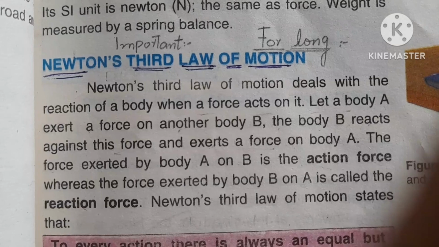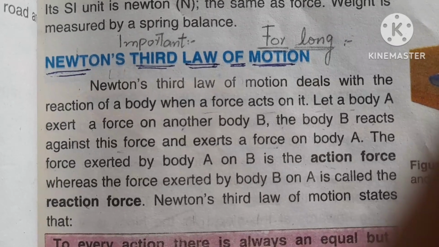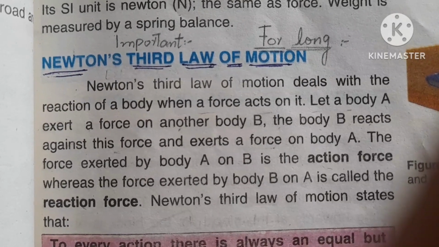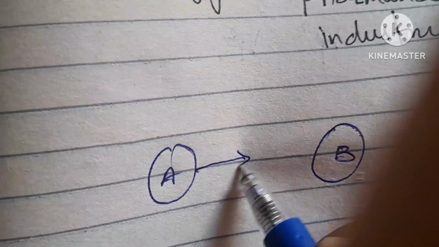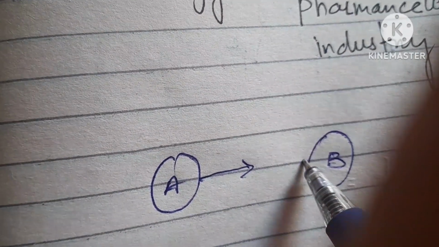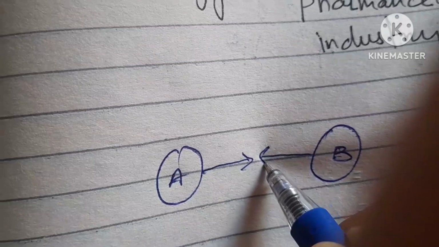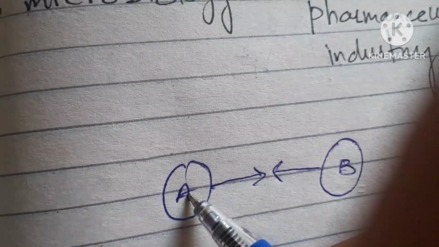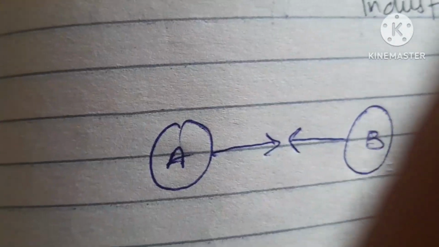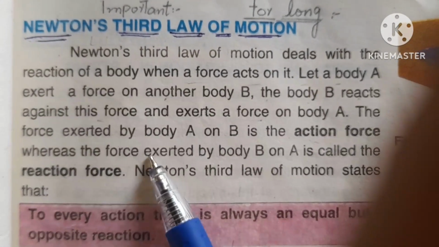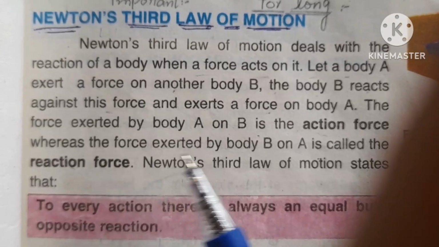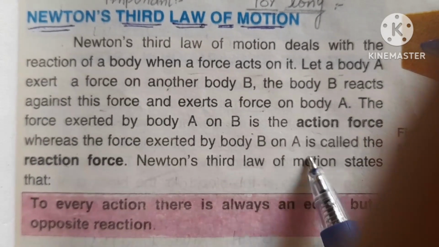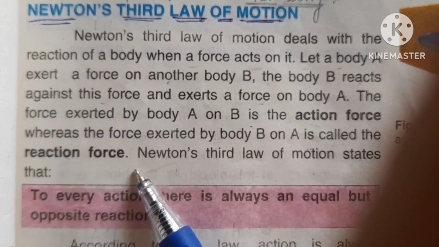Let a body A exert a force on another body B. The body B reacts against this force and exerts a force on it like this. Body A exerts a force in this direction, and in reaction, body B exerts a force on body A in this direction. The force exerted by body A on B is the action force, and the force exerted by body B on A is called the reaction force.